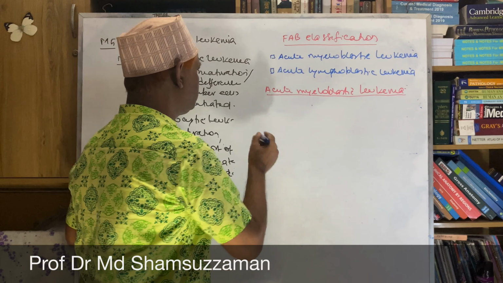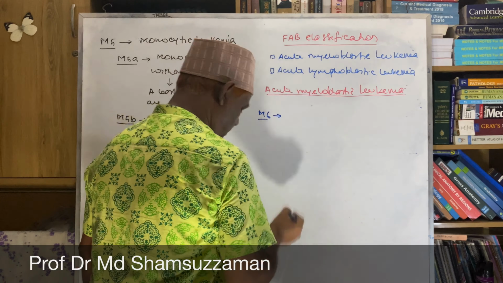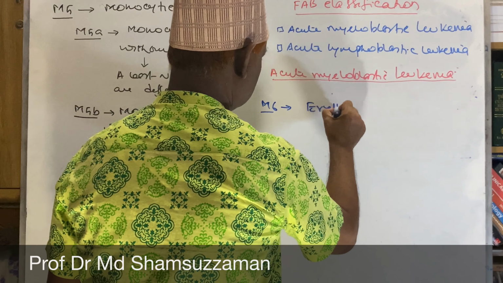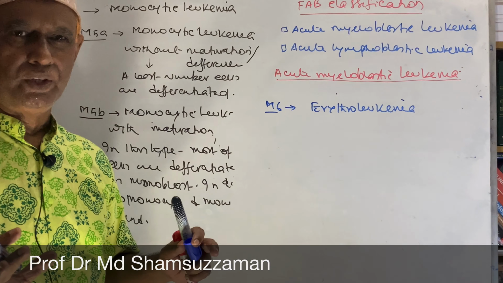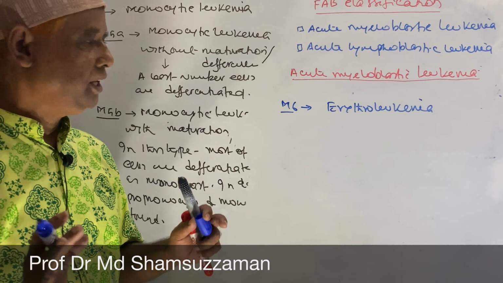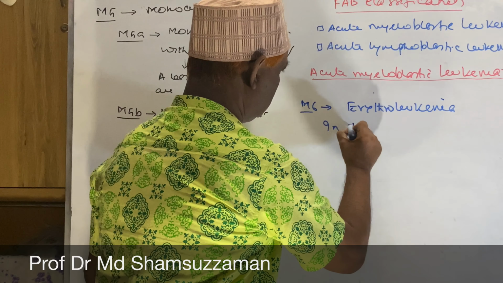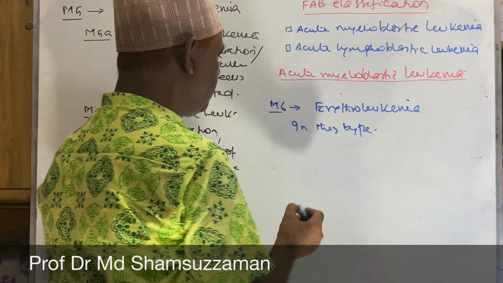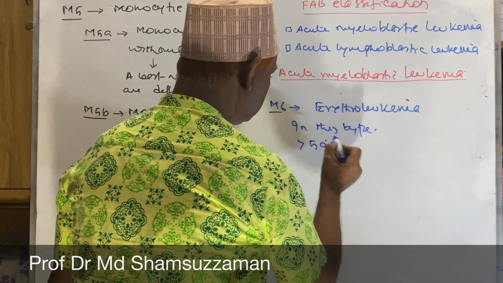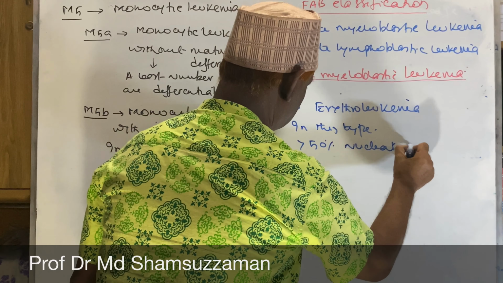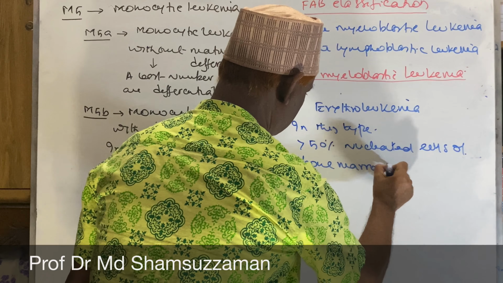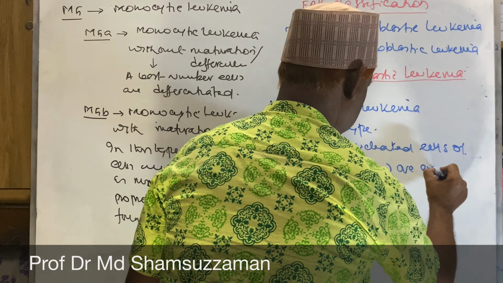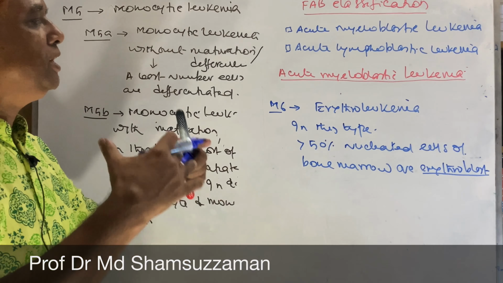Then M6. It is called erythroleukemia. That is, it is the leukemia of RBC series. Erythroleukemia, that is leukemia of RBC series. In this type, what we will get? In this type, we get more than 50% nucleated cells of bone marrow are erythroblasts. Erythroblast means these are the nucleated cells, and this is the initial stage of erythropoiesis.